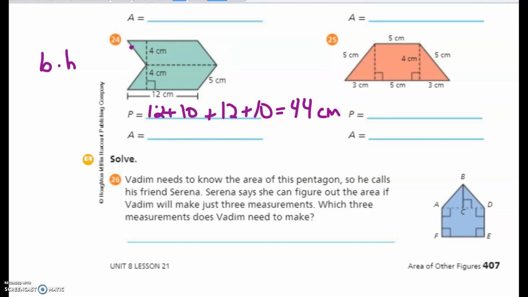The base and the height are where you have that right angle. So right here is the base and the height. The base is 12, the height is 4. So it's 12 times 4, and that's going to be 48. But that's just this piece right here. You've got another twin piece up here, which is also 48. So you could do 48 times 2, or you could do 48 plus 48, and you get 96. Boom.